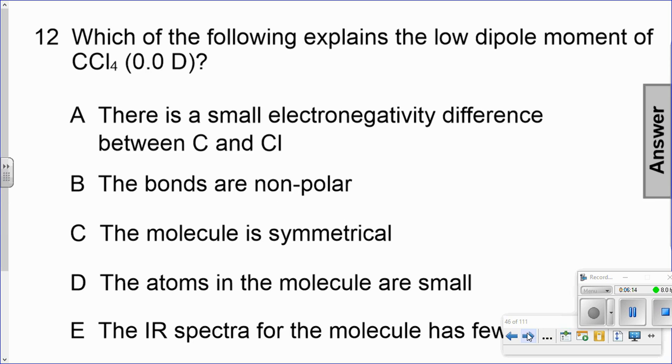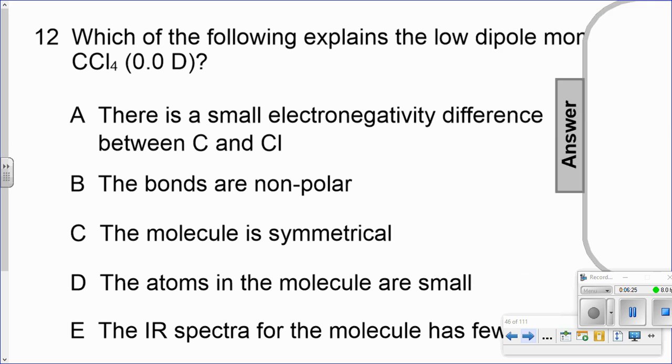Which of the following explains the dipole moment of CCl4 having a zero dipole moment? In other words, it's a nonpolar molecule. There you go.